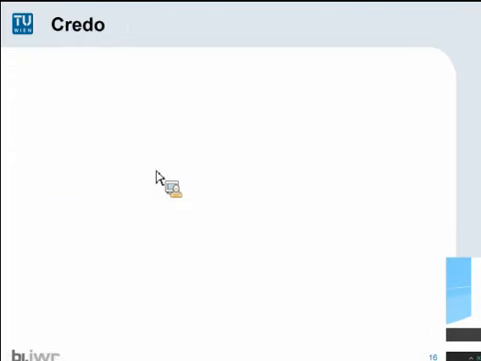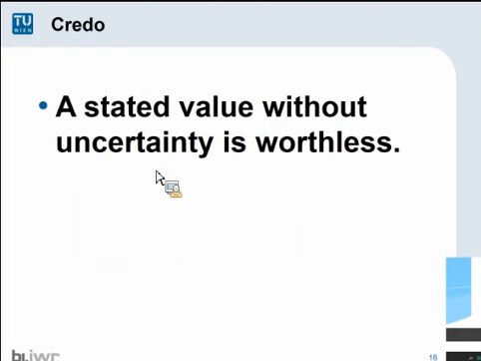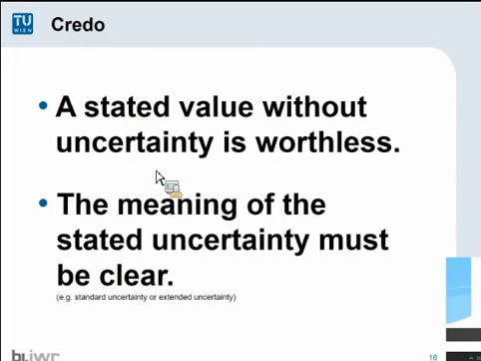So my credo in this respect is that whenever you are collecting data, you also have to consider the uncertainty of this data. A stated value without an uncertainty is in my opinion more or less worthless. Only when you know the uncertainty, you have the possibility to compare this data and to perform some, let's say, sensitivity analysis. And of course, when you state this uncertainty, it must be clear what this uncertainty means. Is it a standard uncertainty, the standard deviation? Is it some kind of extended uncertainty? You have to make it clear in the report that you are writing.